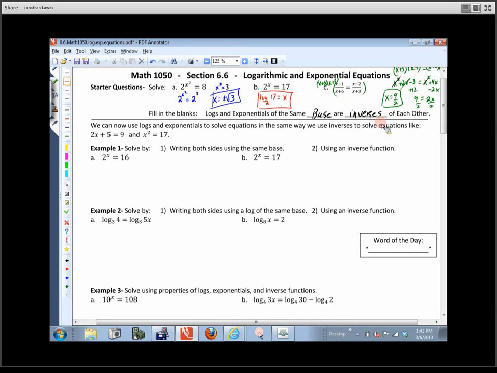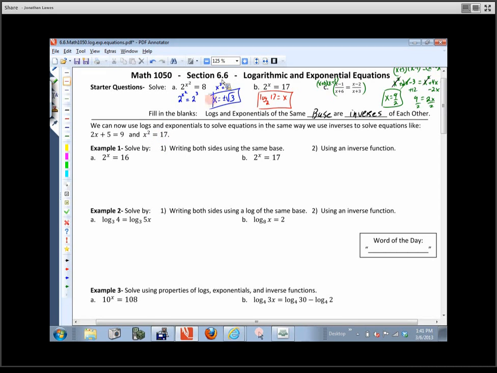So the nice thing about knowing that logs and exponentials of the same base are inverses of each other gives us another tool to solve exponential and logarithmic equations. Just like you use inverse operations to solve this right here, you'd subtract 5 from both sides, then you'd divide by 2 because that would be the opposite of multiplying by 2 and adding 5. And on this one right here, I want you to notice something.